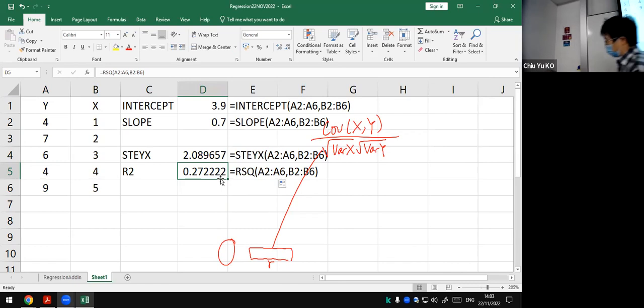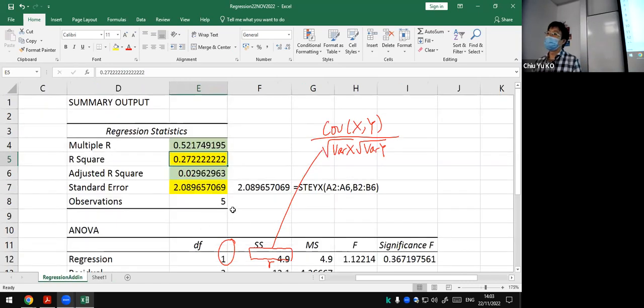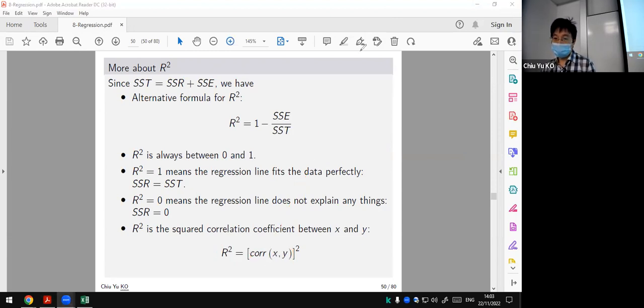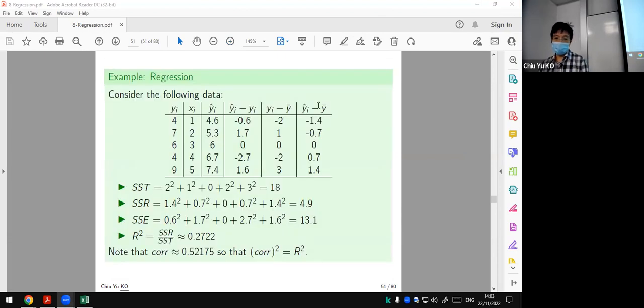But just a side note, because you always go to this one, right? You just always go to the Add-in. So any question? Okay. Any question? If no, here I'm just trying to show you how you can calculate R-square.